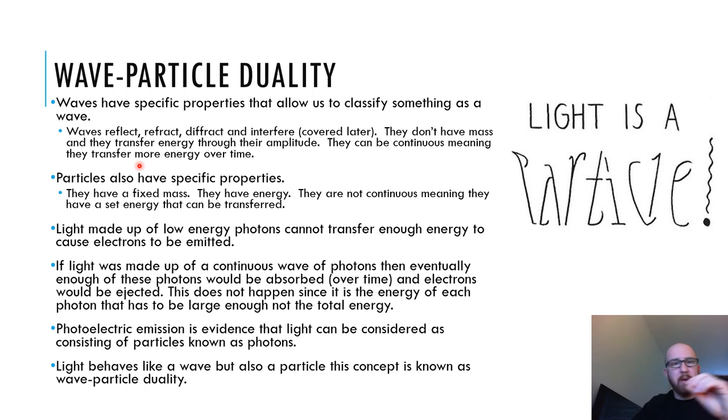Now, other particles have wave-particle duality. Electrons have wave-particle duality as well. They can behave like waves as well as particles. Not everything has wave-particle duality, but you need to know that the photoelectric effect is a piece of evidence which shows that wave-particle duality exists, and particularly that a wave can behave like a particle.